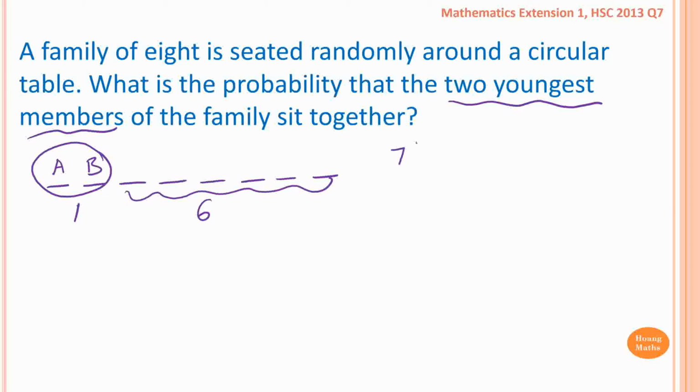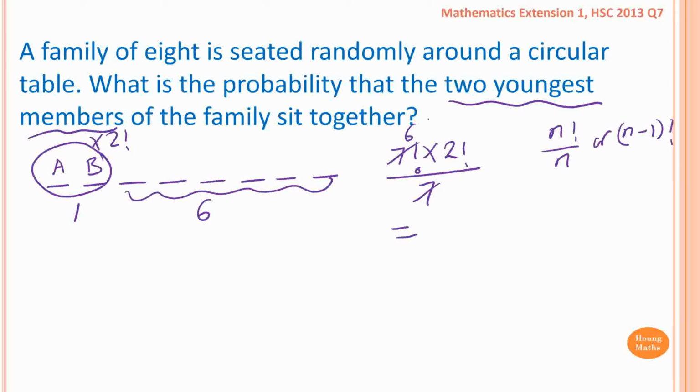So we have 7 factorial. And remember, A and B can switch around, so times 2 factorial. But remember, it's arranged in a circle, so therefore we divide by 7, because n factorial over n is n minus 1 factorial. So 7 factorial is the same as 7 times 6 factorial, so I can cancel this, leaving 6 factorial times 2 factorial.